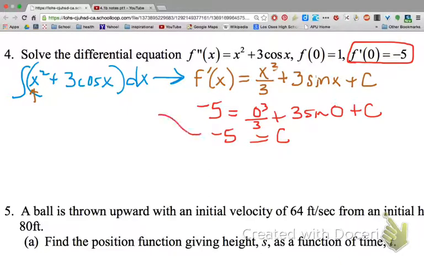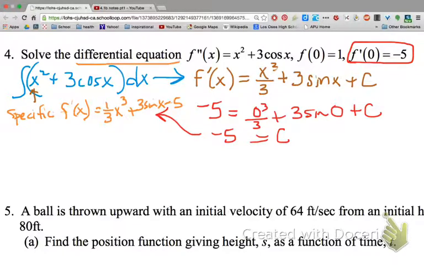So now this leads me back to knowing the specific first derivative, f prime of x, is 1/3 x cubed plus 3 sine x minus 5. And I need that because now I want to go all the way back. Remember, solving the differential equation means get me back to f of x, always back to the original.